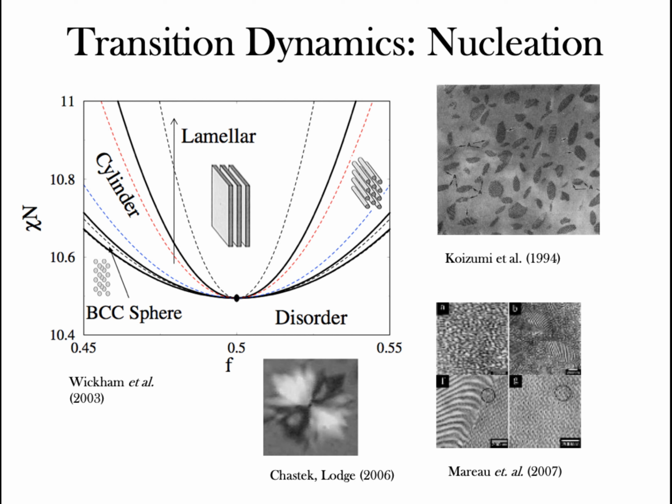If a system starts off in the cylinder phase and is quenched far into the region of lamellar stability, that is, if the temperature is decreased a fair bit, then the transition proceeds via spinodal decomposition, whereby the system becomes unstable to lamellar fluctuations and spontaneously erupts in lamellae. If the quench, however, is less drastic, the cylinder phase remains metastable, and the transition proceeds via nucleation, whereby a droplet of the lamellar phase forms and grows to engulf the system. These images show nucleation events seen in experiments.